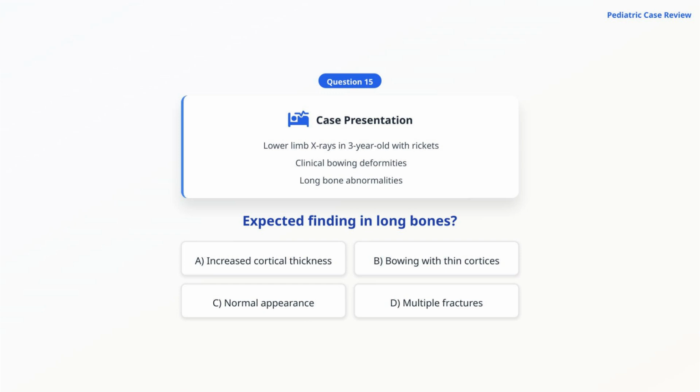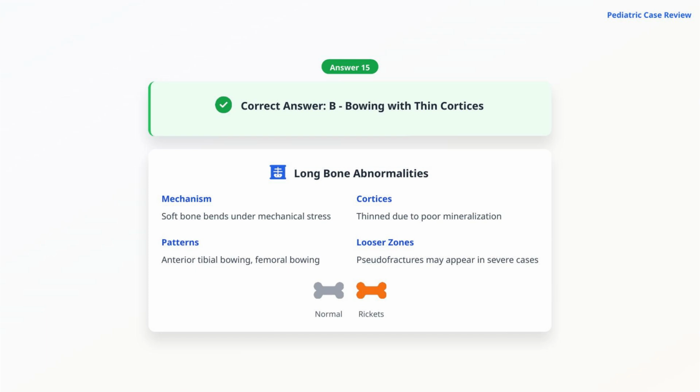assessment. Case 15. Lower limb X-rays are performed on a 3-year-old child with rickets. Question: what is the expected finding in the long bones? Option A, increased cortical thickness. Option B, bowing with thin cortices. Option C, normal appearance. Option D, multiple fractures. The correct answer is B, bowing with thin cortices.